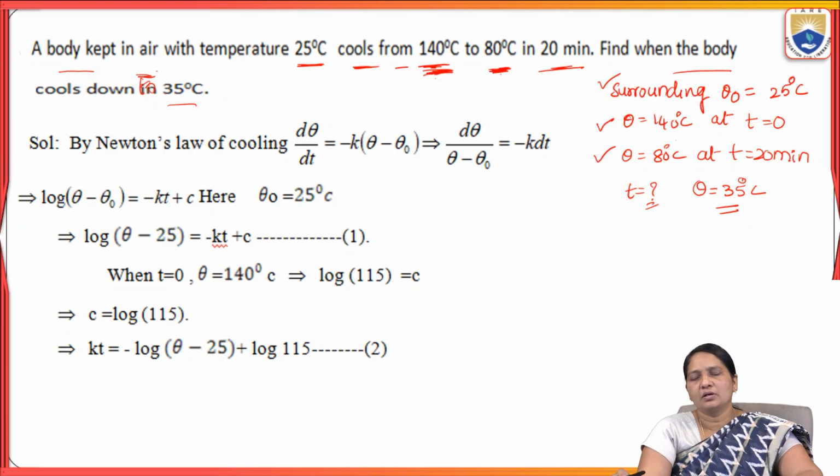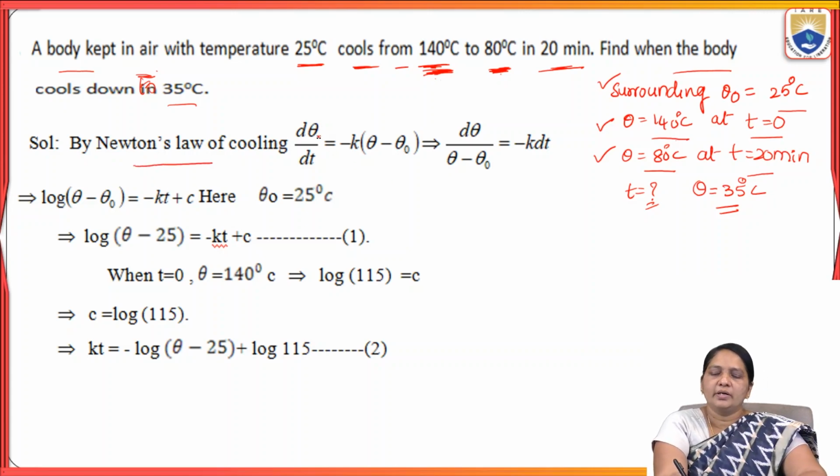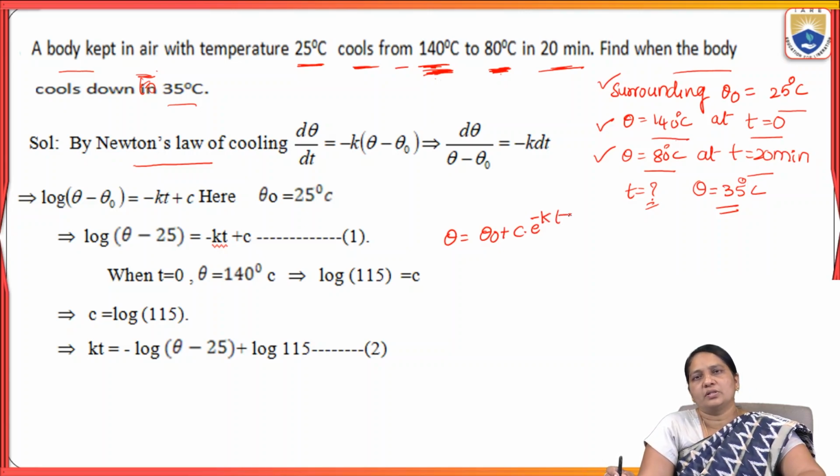The given data: the surrounding temperature theta naught is 25 degrees C, and theta equals 140 degrees at t equal to 0, and theta is 80 degrees at t equal to 20 minutes. Now, by Newton's law of cooling, what is the statement? d theta by dt equals minus k into (theta minus theta naught). According to this step, finally we can write theta equals theta naught plus c into e power minus kt. This is the equation of Newton's law of cooling.